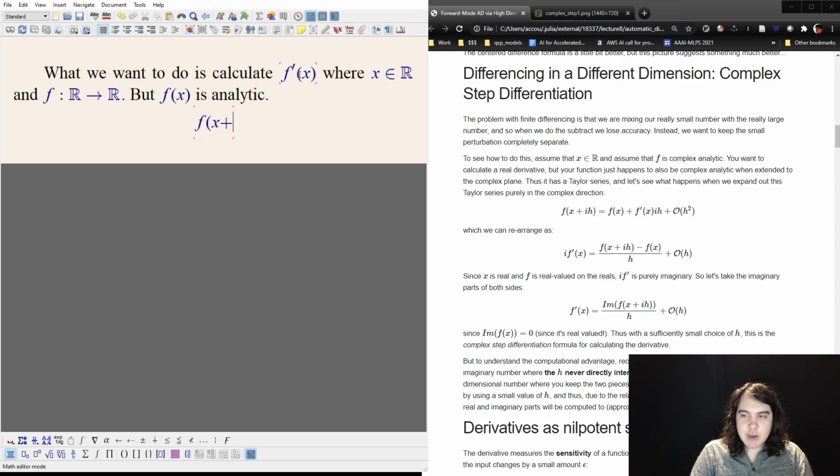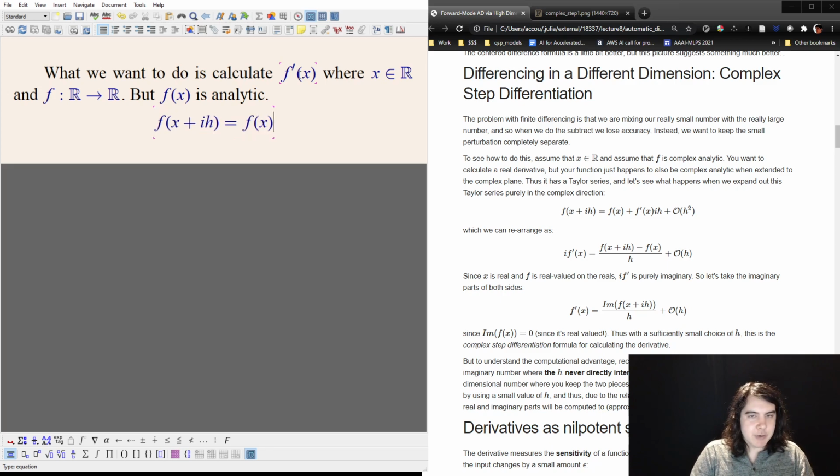We're like, let's do f of x plus... Oh, I guess the notes went to h now. Sorry about that. So we'll use h as a really small number. We want to keep h separate from x, right? We don't want to do this because then floating point numbers will not be able to represent the addition. So let's do f of x plus ih. So that way it's in a different 64-bit number.